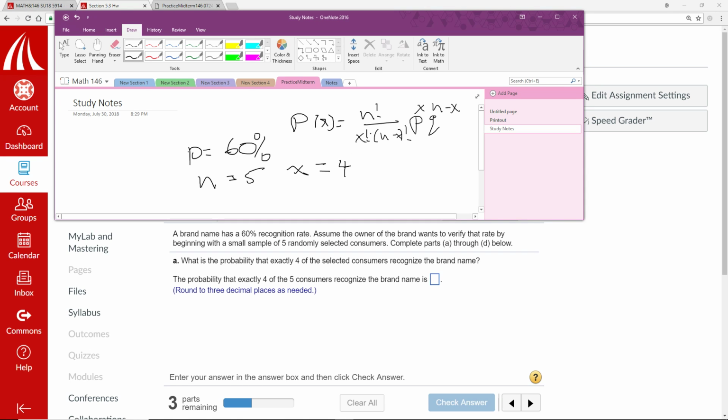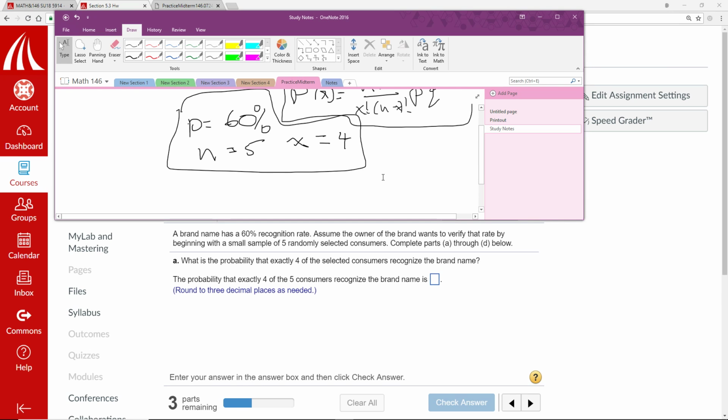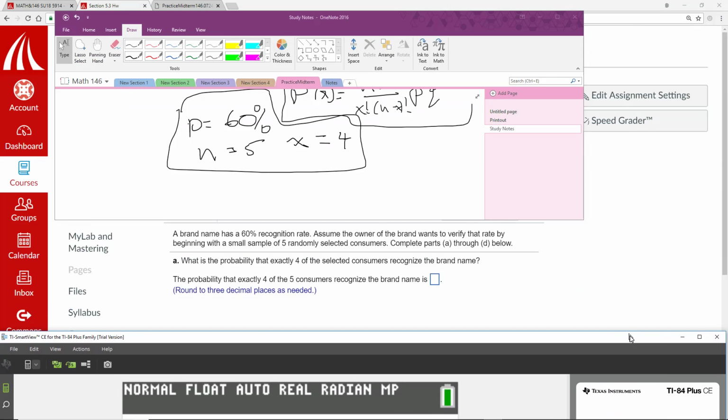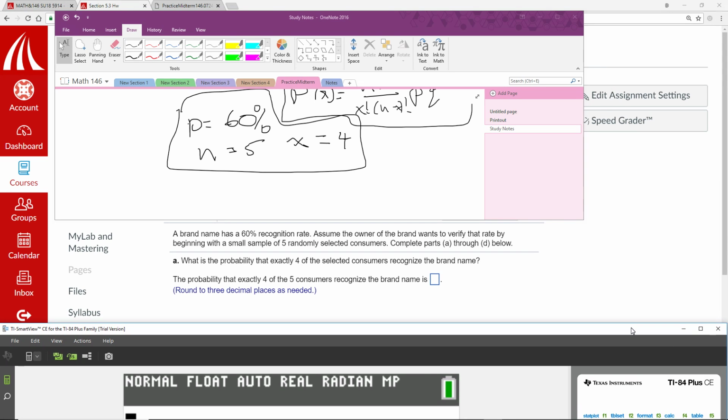But we also mentioned that you don't have to do this formula. This formula is really too complex. Instead, we can just plug this information into our calculator and get the answer that way. Let me demonstrate. So you have to recognize the kind of problem it is. You'd have to recognize that in 5.3 you're dealing with a binomial distribution, and so they want you to use that binomial probability function to answer most of those questions.